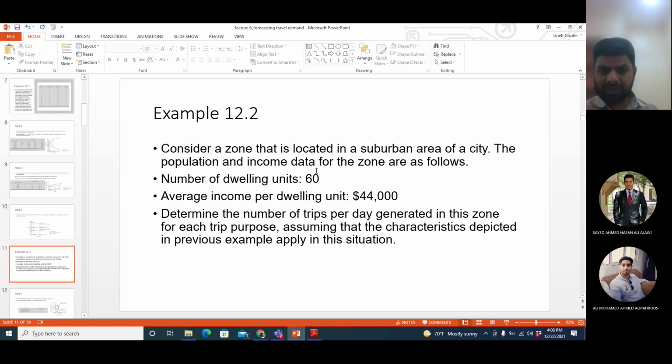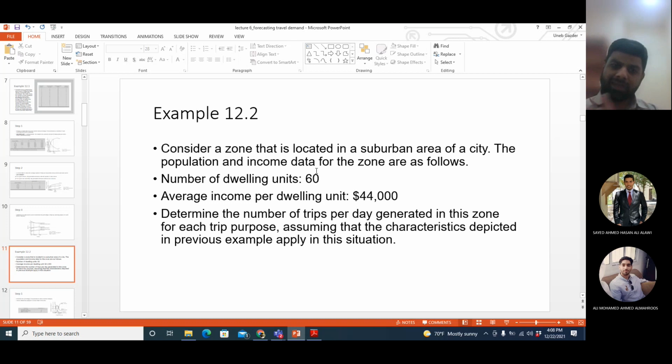Now, this is an additional extension of the previous example. So in the previous example, we have found the percentage of households belonging to each income category and each car ownership category. And then we found the average number of trips from each category. And then we found the percentage of trips, home-based and non-home-based trips, for each income category. This is what we have done.